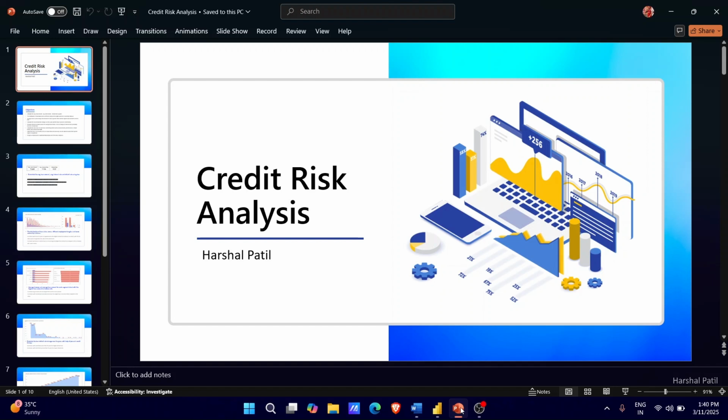This project is focused on analyzing loan data to understand risk factors, default rates, and customer trends. Through this analysis, we aim to assist financial institutions in making data-driven decisions.